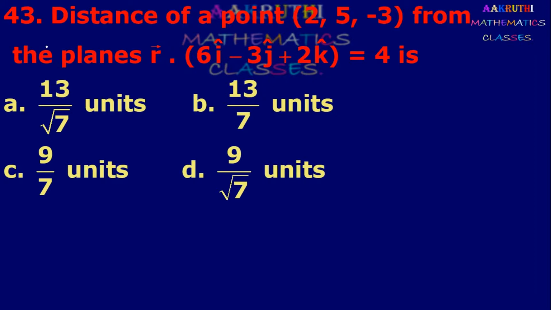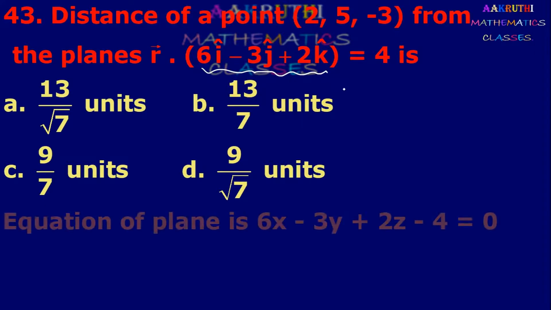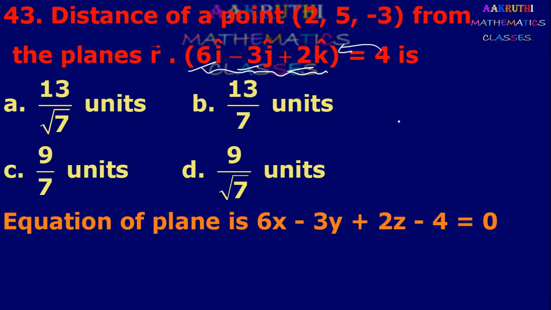So next question, question number 43. Distance of the point (2, 5, minus 3) from the plane r vector dot (6i minus 3j plus 2k) equal to 4 is. So here also we can use the same formula, but we have to convert the equation of this plane into Cartesian form. So the equation of the plane is 6x minus 3y plus 2z, and take 4 to this side. So we get minus 4 equal to 0. So the equation of the plane is 6x minus 3y plus 2z minus 4 equal to 0.